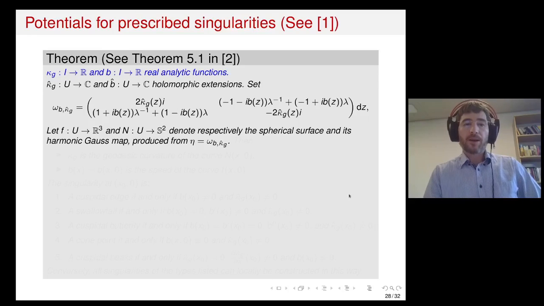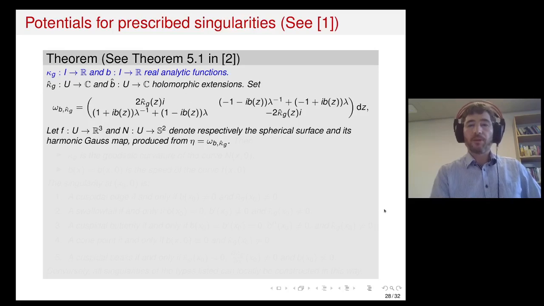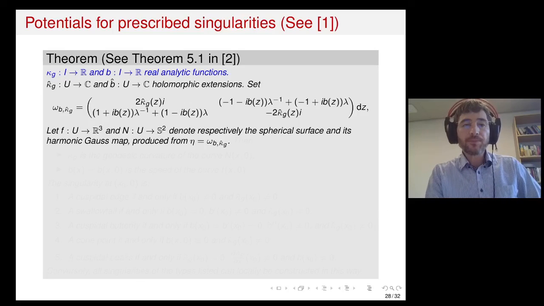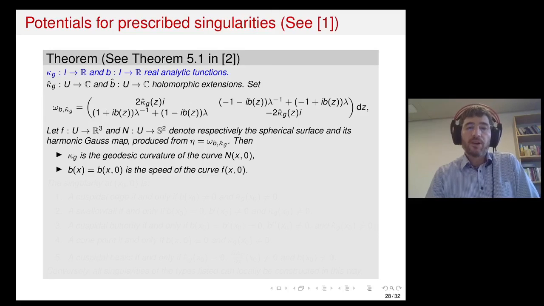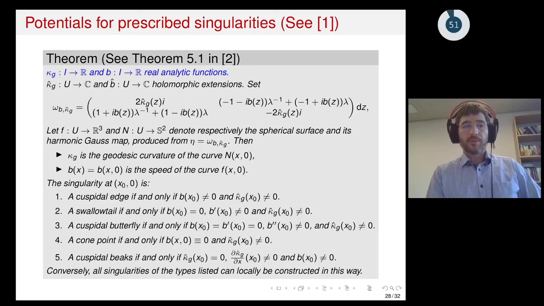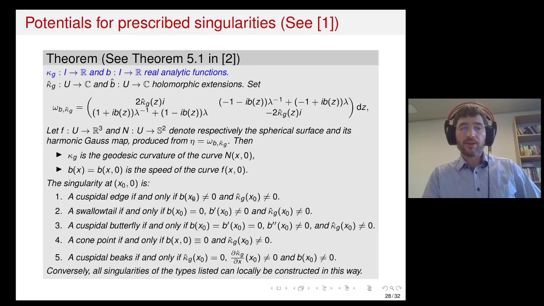Then we construct the harmonic map n and the spherical surface f using the DPW method that I described before. Then what you can say is, first of all, the geometric interpretation of kappa g along the curve y equals 0 is just the geodesic curvature of the curve n in S2. And the other function b is the speed of the curve f of x0. And then this list of conditions on b and kappa g characterizes all of these different types of singularities, which includes the generic singularities and the generic bifurcations.